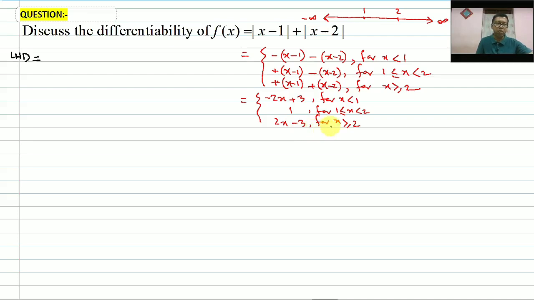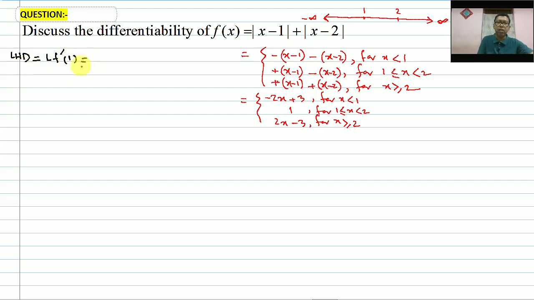Thus the possible points of non-differentiability are only at x equal to 1 or x equal to 2. So we shall first discuss the point x equal to 1, next x equal to 2. So LHD, left hand derivative at x equal to 1. I write it here, L of f dash 1, the left hand derivative of f of x at the point x equal to 1.